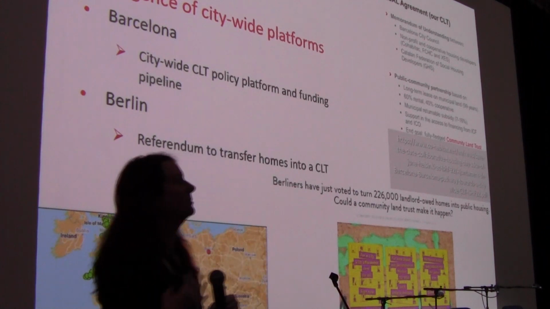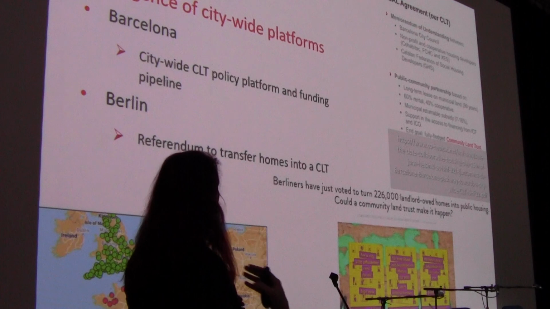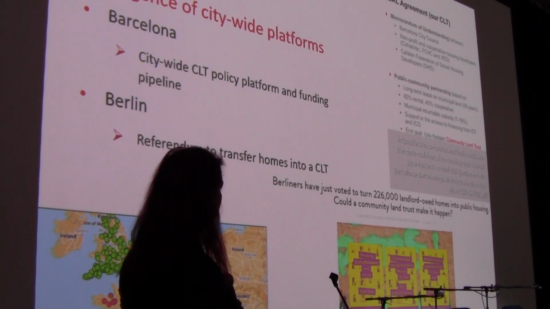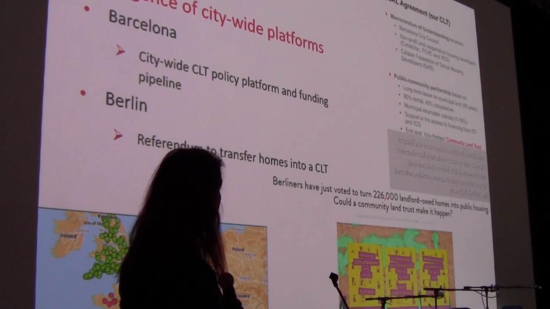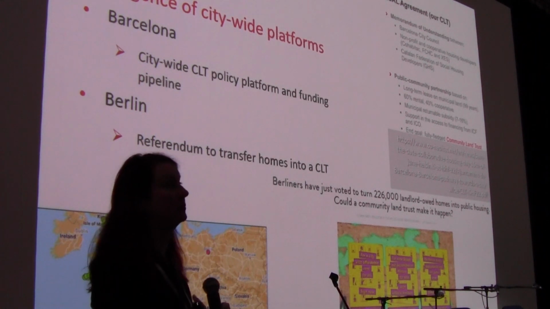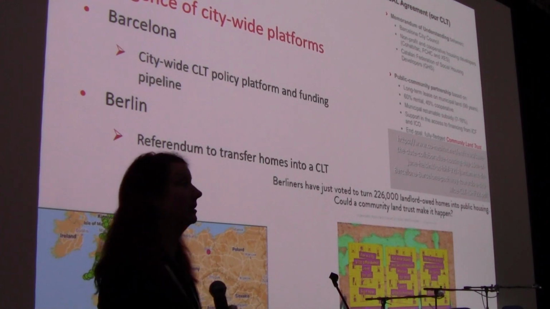because we're seeing public sentiment change around the treatment of property. This was a referendum where I think it was a 60% or 67% yes vote to turn 226,000 landlord-owned homes back into public housing, possibly through a CLT model. So we're seeing change in the way people want their housing system to operate.